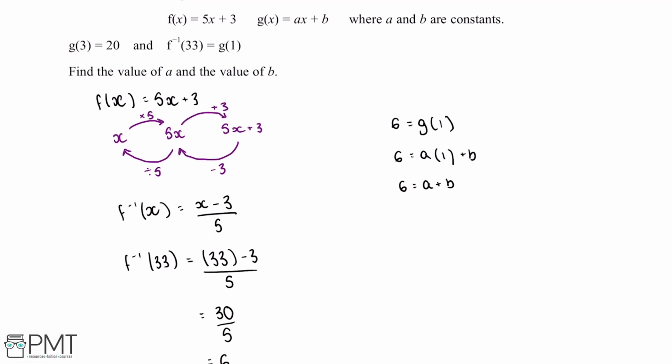Now the next piece of information we've been told is that g of 3 equals 20. So as before, we can substitute the value x equals 3 into this function. And this means that g of 3 is equal to a multiplied by 3 plus b, which means that g of 3 equals 3a plus b. And because g of 3 equals 20, then this means that 20 is equal to 3a plus b.